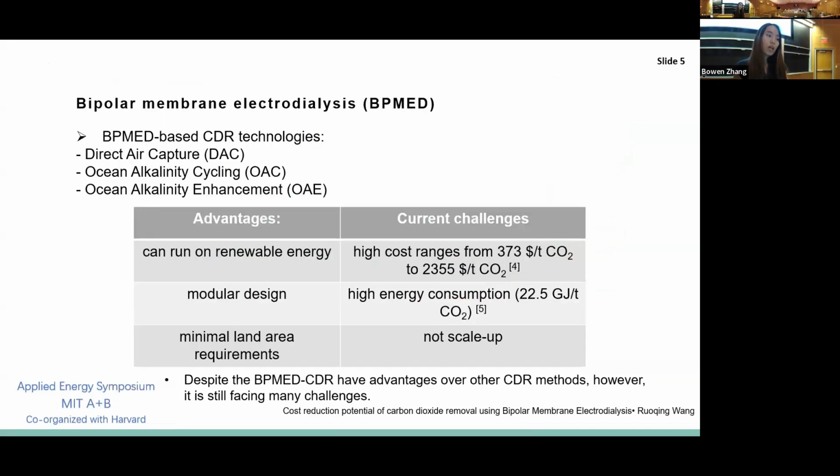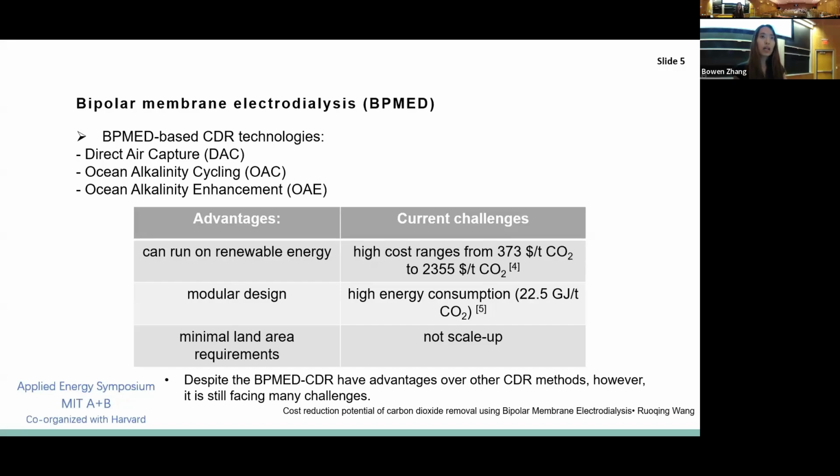And there is an engineering system that can be used for different types of CDR technologies, such as direct air capture, or ocean alkalinity cycling and ocean alkalinity enhancement. They have advantages over other CDR technologies, such as that it can be run completely on renewable energy, and it has a modular design, which means it has cost reduction potential once the system has been massively produced and scaled up. And also compared with reforestation, it requires minimum land area.